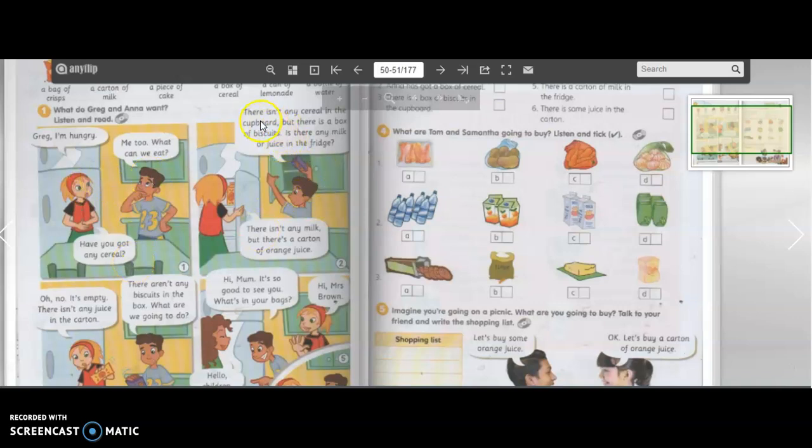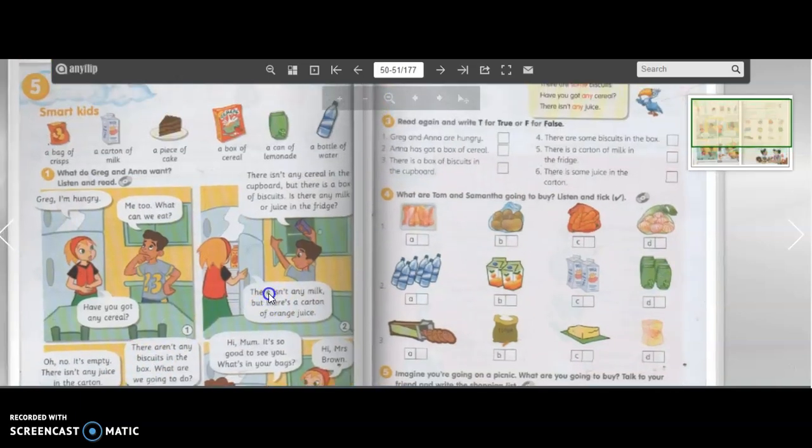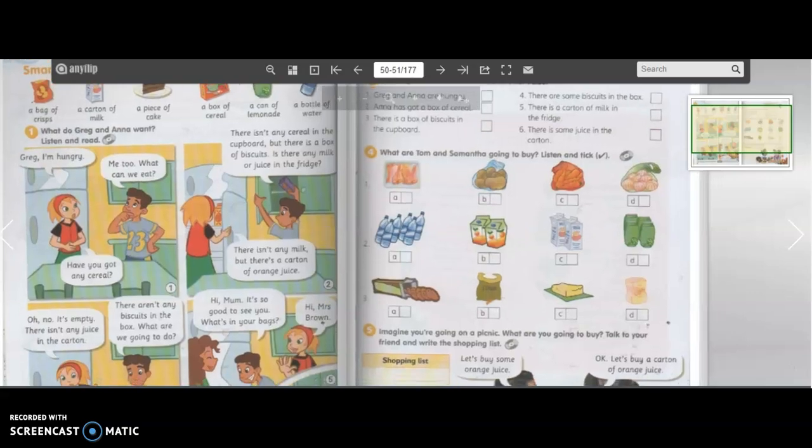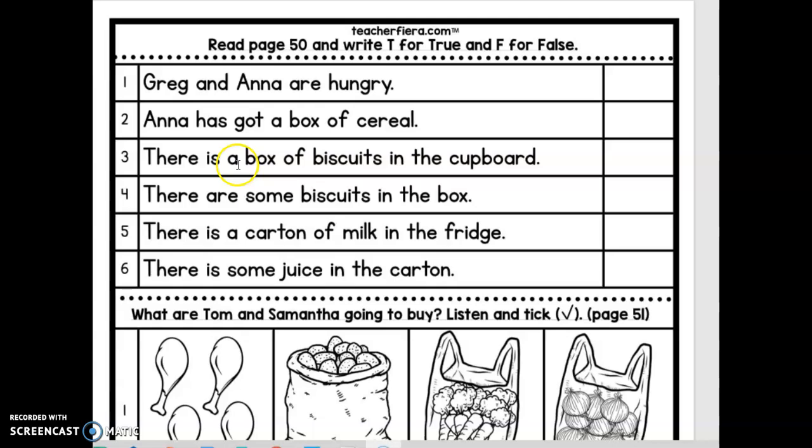For example, you don't know the meaning of cupboard, or the meaning of biscuits. Find the meaning in your dictionary, and if you don't have a dictionary, you can always find it on Google. And then I want you to do this work. Okay, so your first work is read page 50 and write T for true, betul, and F for false.